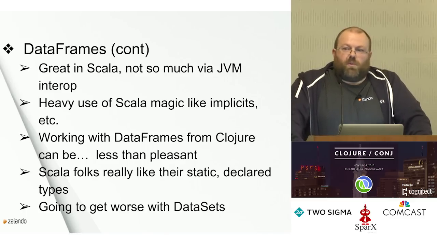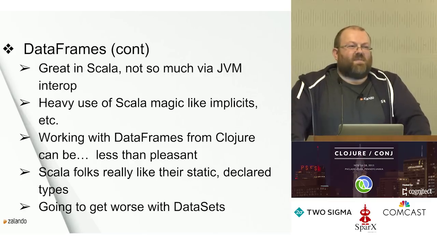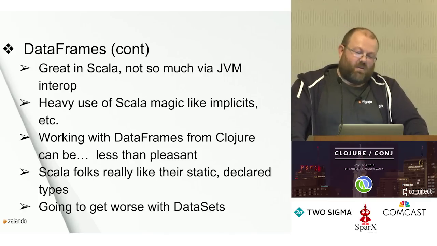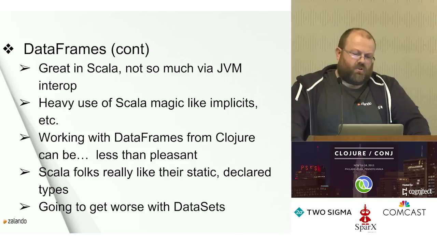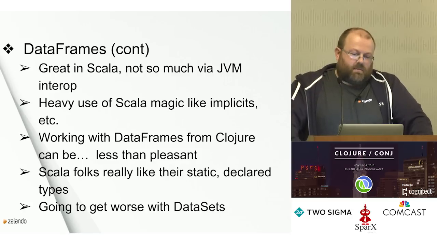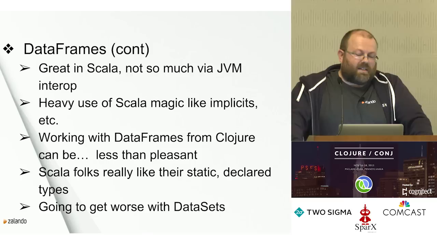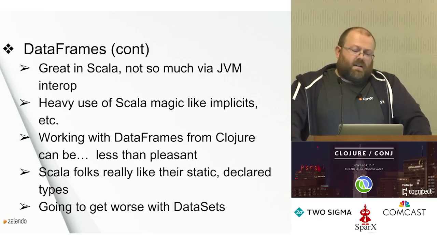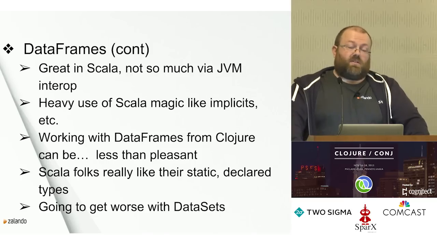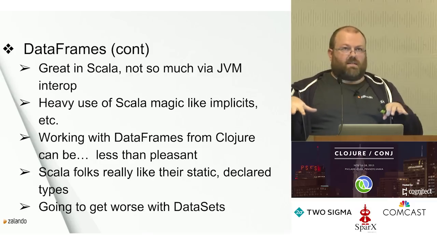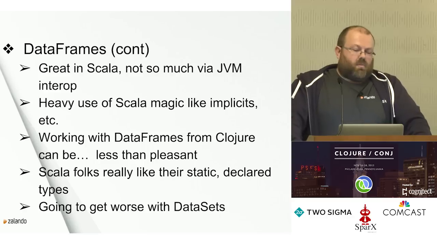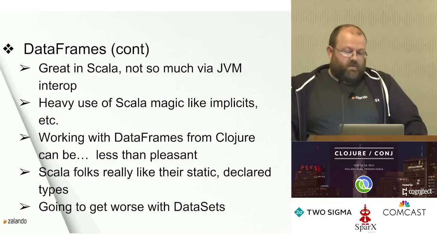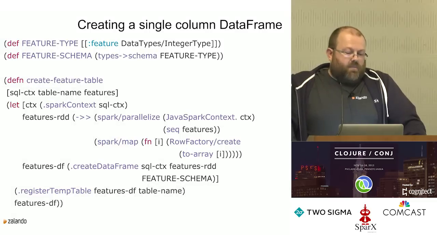From an interop point of view, it's not always that much fun. I've spent a lot of time with javap and unpacked jar files to figure out what is actually happening underneath the hood. Working with data frames from Clojure, it's not always that pleasant. Scala folks really like their statically declared types, and it's going to get worse with the data sets, which lets you put your beans and your very type-safe classes into data frames and do much more magic type-safe stuff. So here's a brief example.